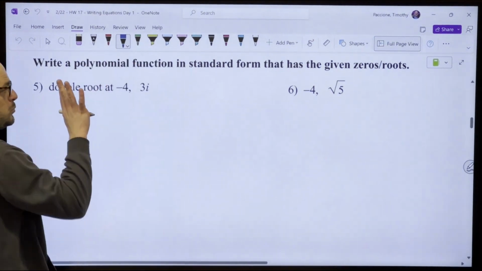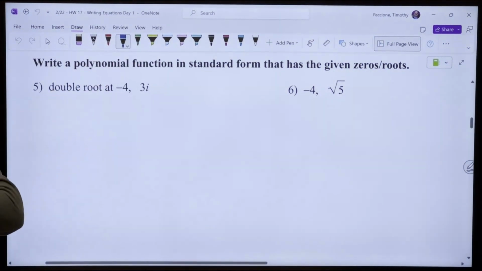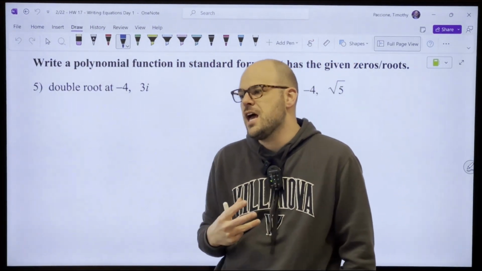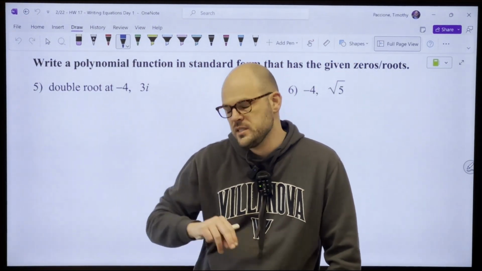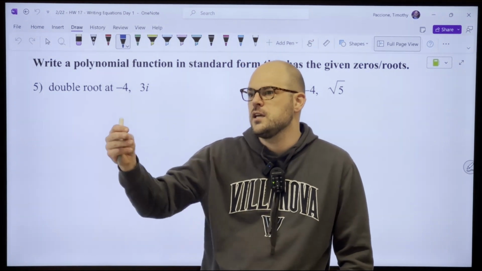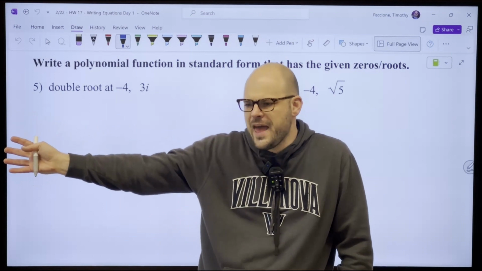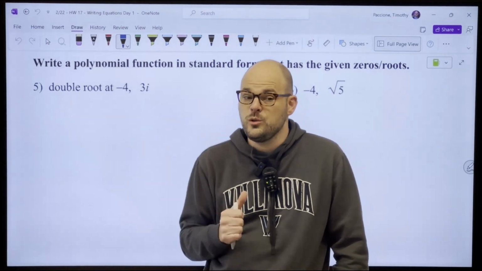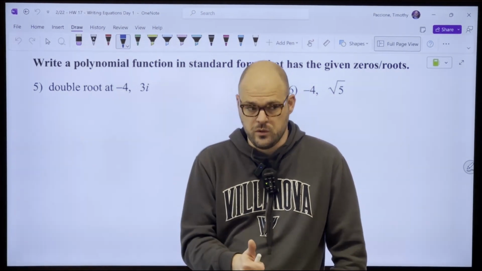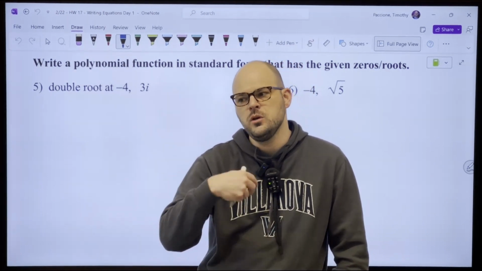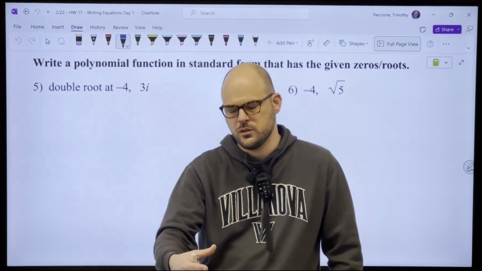So we have a polynomial function. We need it in standard form. Now, a lot of the trip up here that students have is they're like, well, I know standard form is like to the third, to the second, like it's that long expanded thing, right? How do I get to that just from roots? Well, you really can't. You have to go to factored form, then go to standard form. So even if it says go to standard form, you still got to go to factored form first, okay?